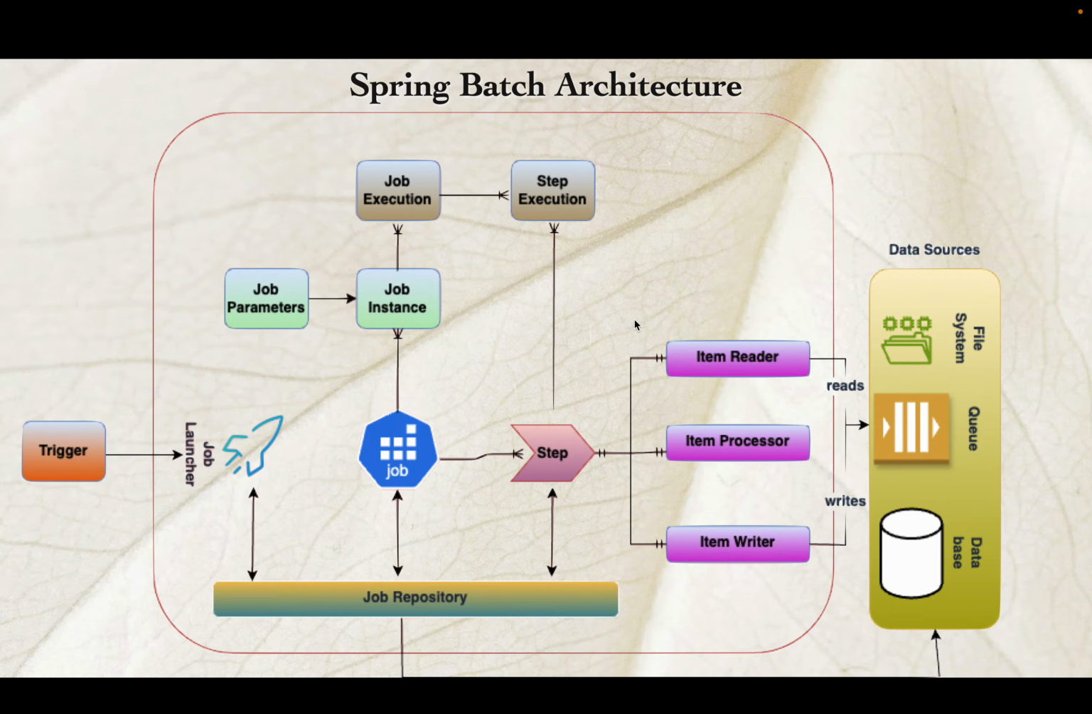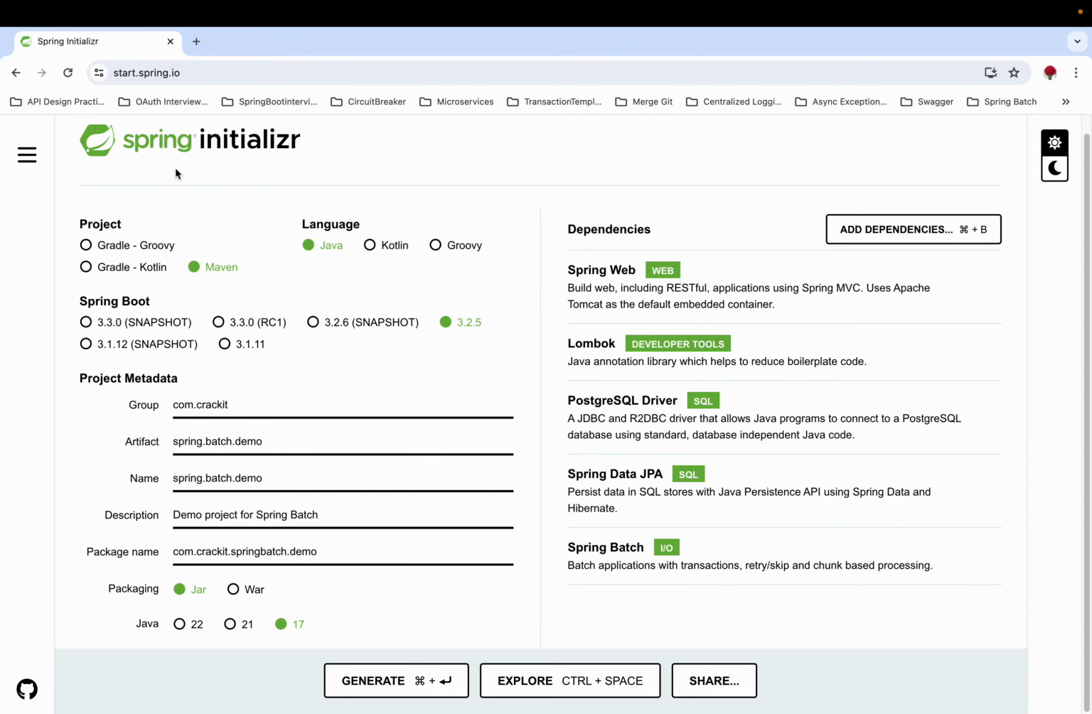Coding wise, just remember we are going to write a job with multiple steps, and each step is going to have an item reader, processor and writer. That's it. So let us start creating the code for the Spring Batch demo. For this I am creating a project from scratch.